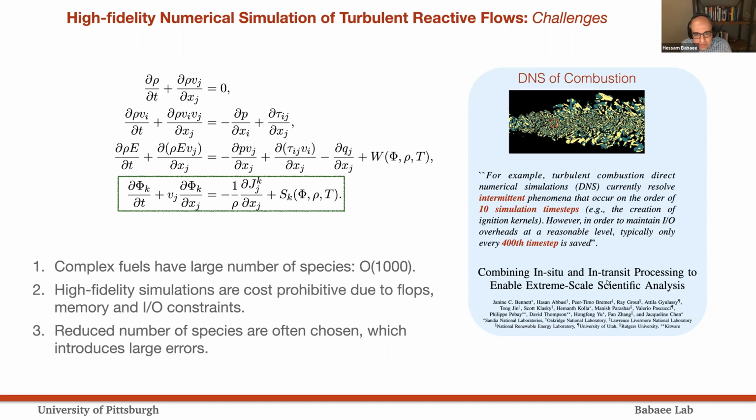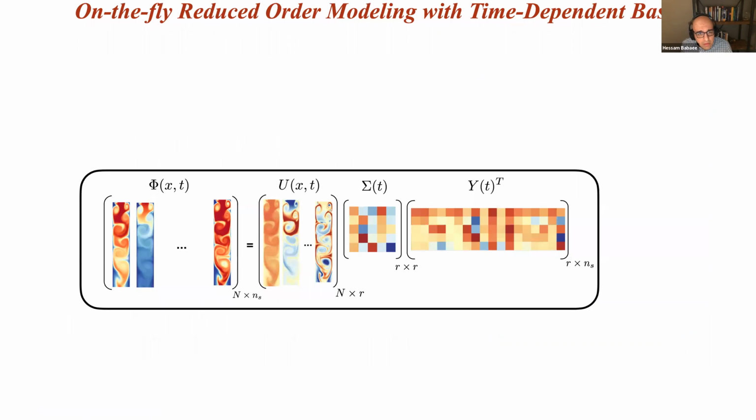That's why we are using this kind of reduced order modeling, as I talked about. This is a graphic illustration of the method. Instead of solving for these NS species, and you can think of NS as being a large number, we solve using a set of orthonormal time-dependent modes. So these are orthonormal modes, and you can think of them as bases in the physical domain.